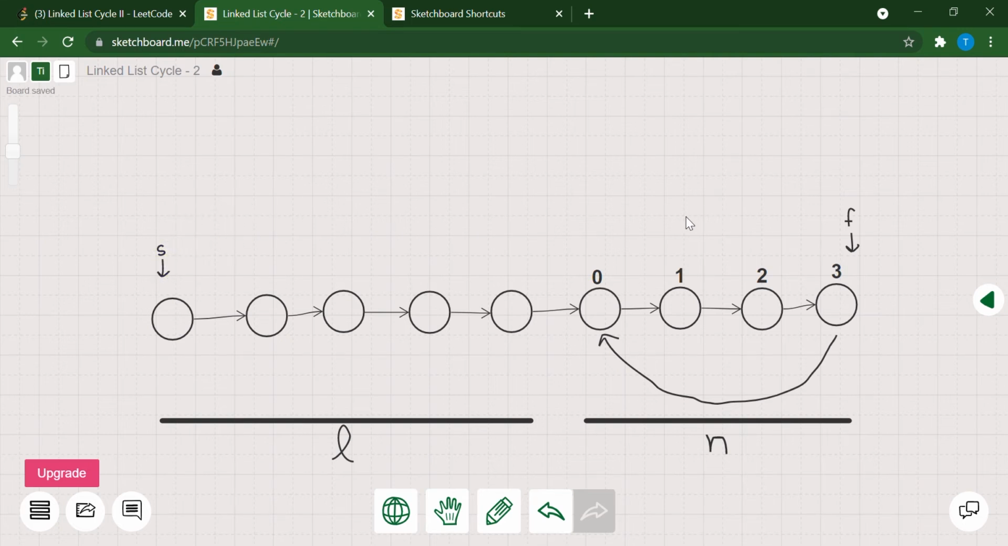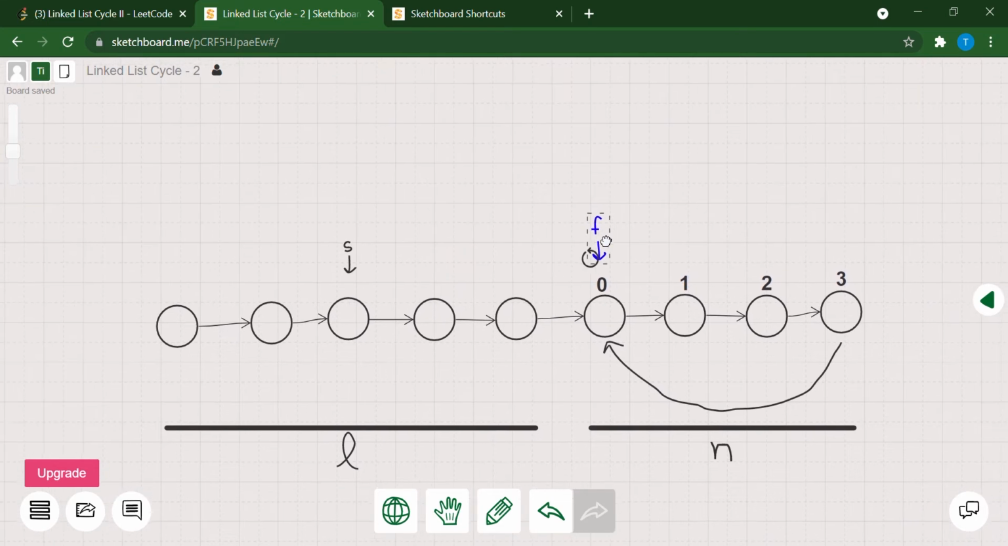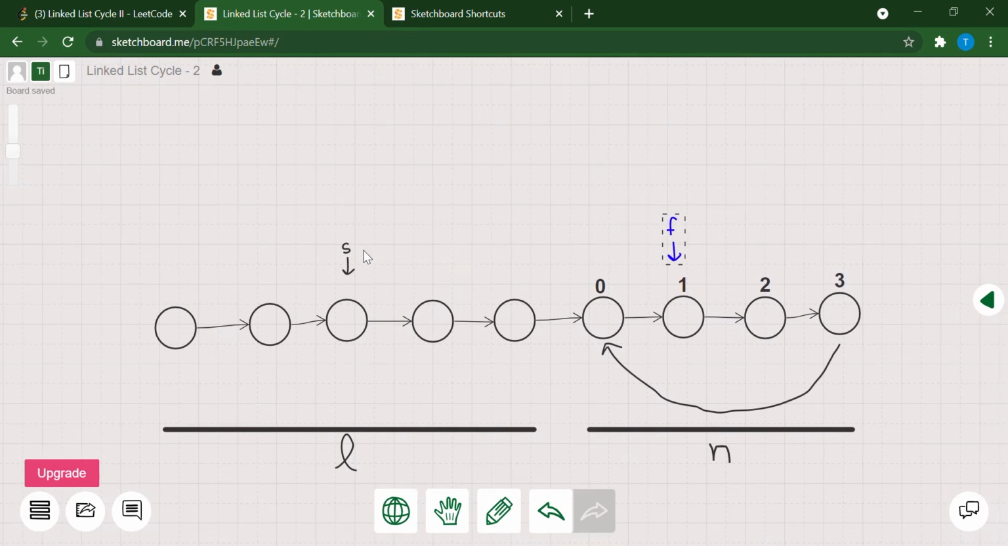From now on, my slow pointer and fast pointer will move one node each in every iteration. My fast pointer was moving two nodes at first before this, but now it's just going to move one node only. So I'm just going to start moving these one node at a time in every iteration. In the first iteration, the slow pointer moves one node, the fast pointer moves one node. In the next iteration, the same thing happens again.